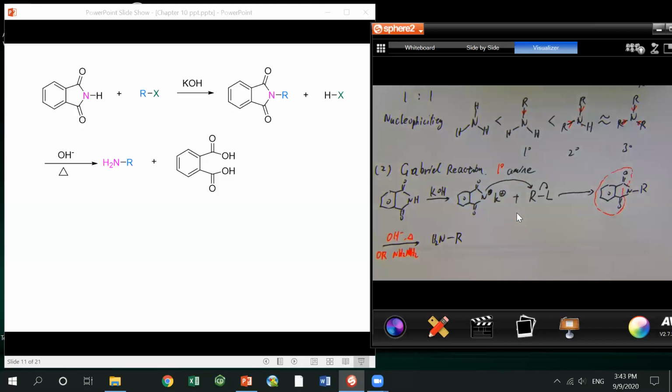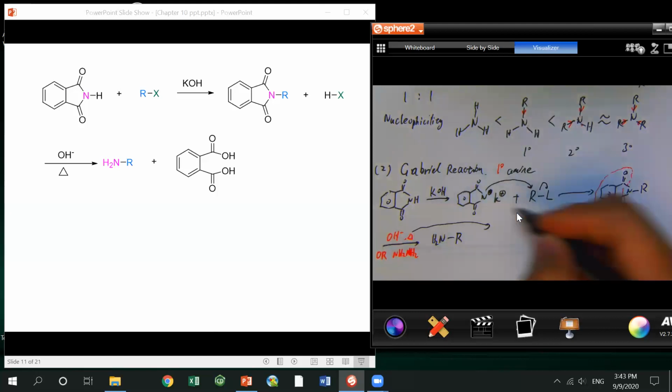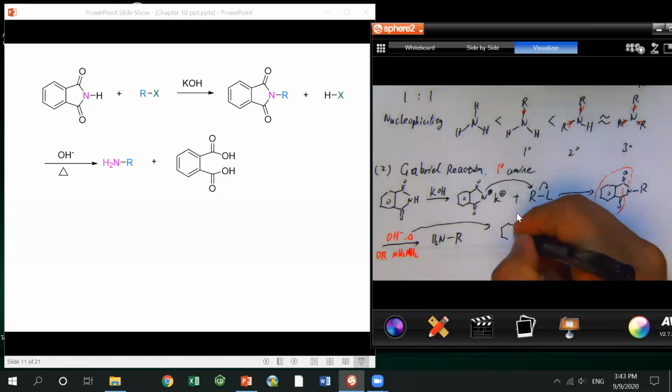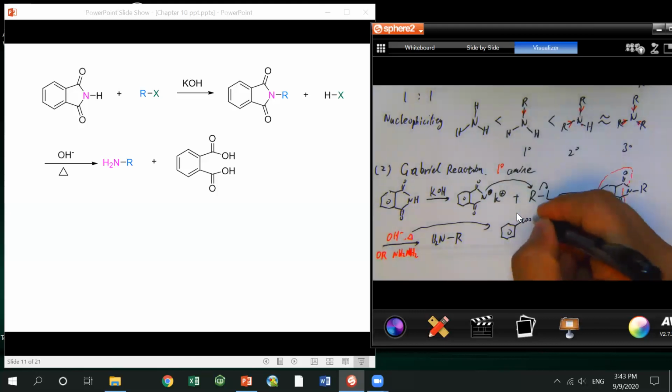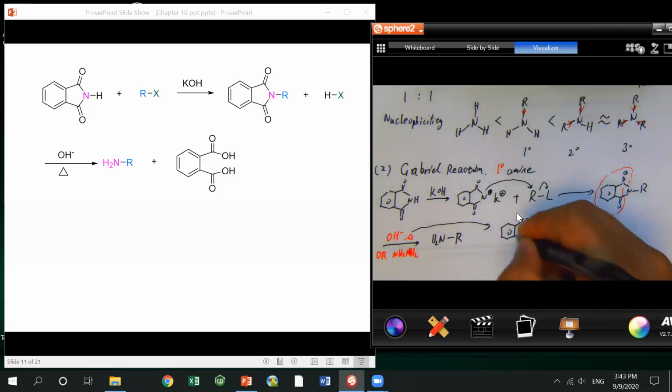If you use potassium hydroxide, the other product should be a dibenzoic acid, a diacid. If you use hydrazine, the other product should be something like this, N-H.